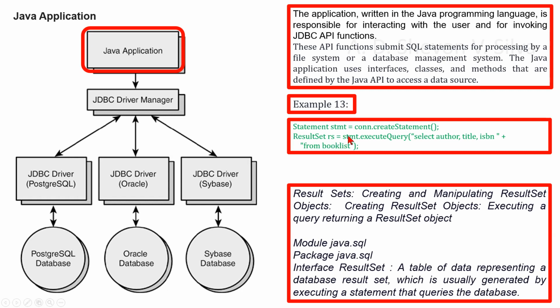Here, executing a query returning a result set object. For each book in the table book list, the result set object will contain a row consisting of 3 columns: author, title, and ISBN.